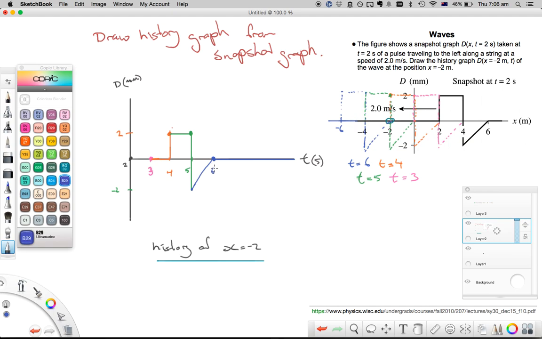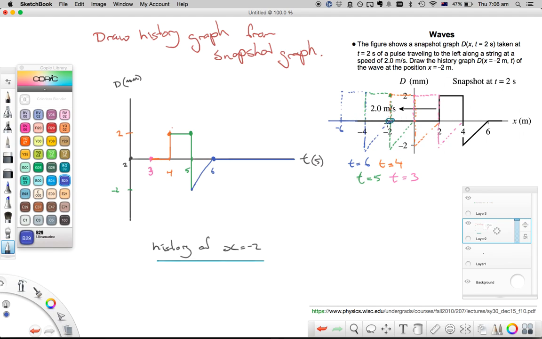So essentially that's how we draw a history graph from a snapshot graph. We just have to walk through it. It's helpful to draw the waveform and how far it moves. We step through in seconds or half seconds, depending on the shape of the waveform, and say, after 1 second, where will this particle be? After another second, where will this particle be?